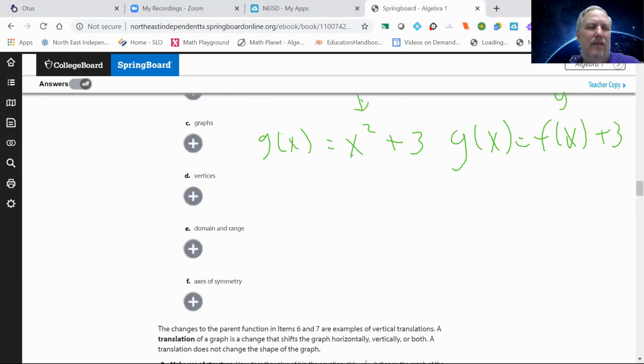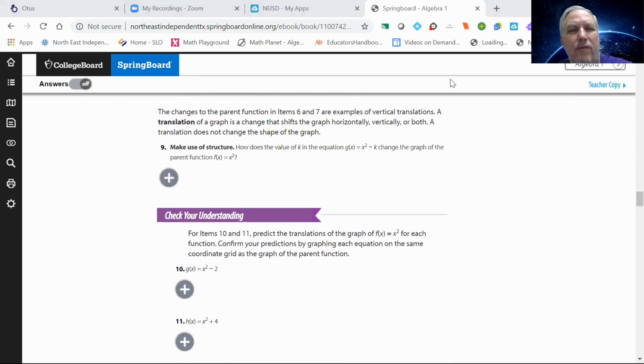The axis of symmetry, in this case, in all three equations, the axis of symmetry was the same. It was the y-axis. And again, the reason for that is there was nothing that we did to make it move left to right. So the changes to the parent function in items 6 and 7 are examples of vertical translations. Okay, they're vertical translations in that they moved vertically, they moved up and down. A translation of a graph is a change that shifts the graph horizontally, vertically, or both. A translation does not change the shape of the graph. Okay, so the graph looked the same. The only difference is that in this case, its position was moved vertically.